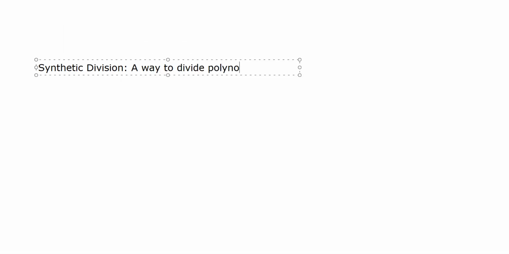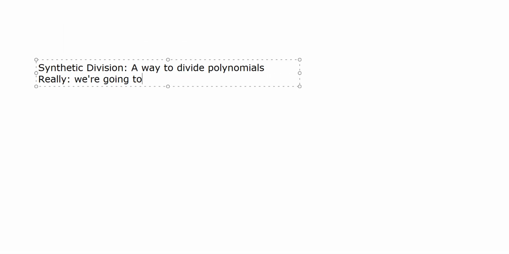So just a quick recap of synthetic division. I'll show you an example of it in just a moment. Synthetic division is a way to divide polynomials. Sounds good, but really, we're going to use it to factor polynomials. That's going to be our purpose here.